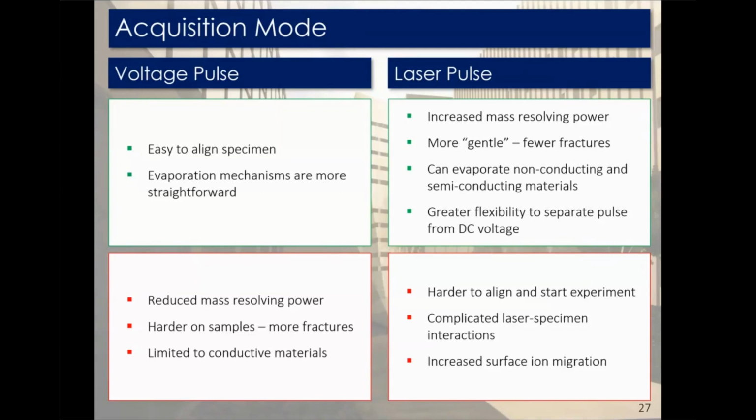The laser pulse also gives you a little bit more flexibility because it's working on an entirely different axis than the DC voltage. Whereas the voltage pulse is usually correlated to the DC voltage and run as a percentage of that DC voltage, the laser pulse completely decouples the DC voltage from the strength of your pulse. So it gives you a little bit more flexibility if you need it for difficult samples when you're running your acquisitions.